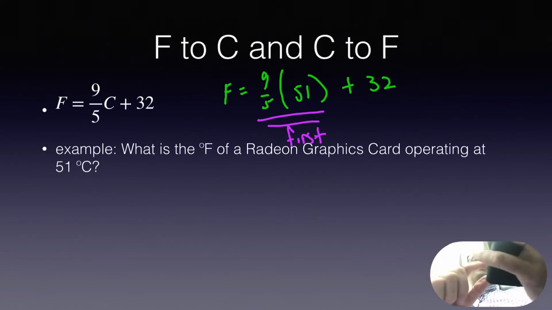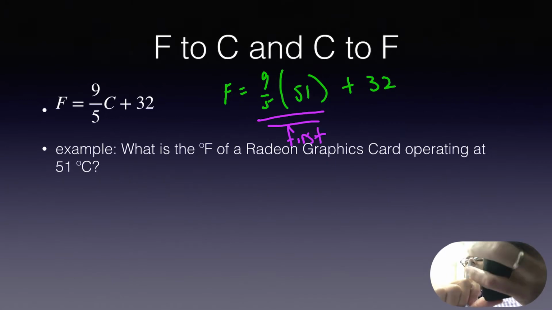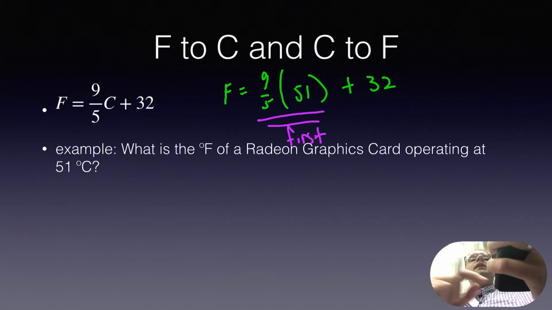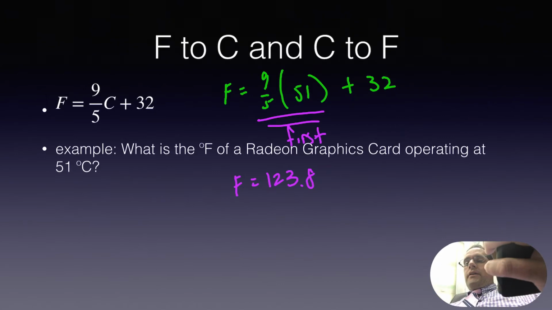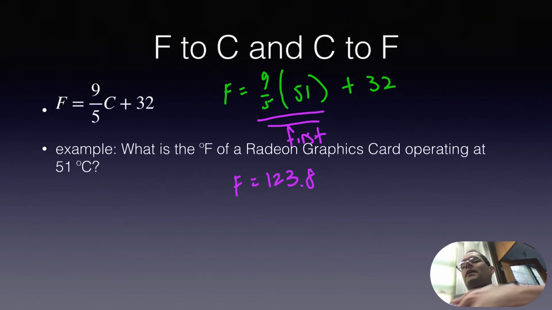Okay, so on my calculator, I'm going to do 9 divided by 5 and then hit the equal key. And then I'm going to multiply by 51. Okay, and I get 91.8. And then I add 32 to that, and I get 123.8. Now here's the issue, okay?